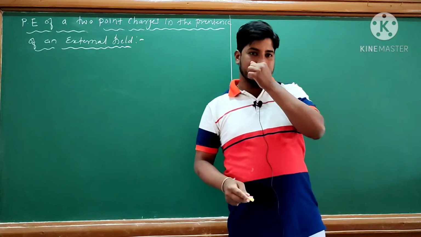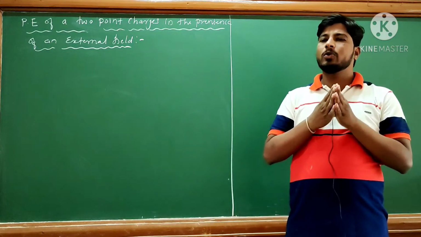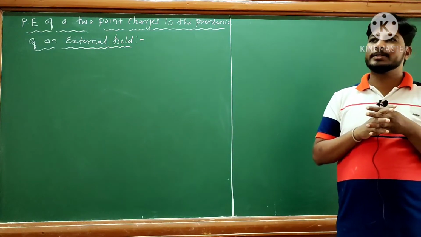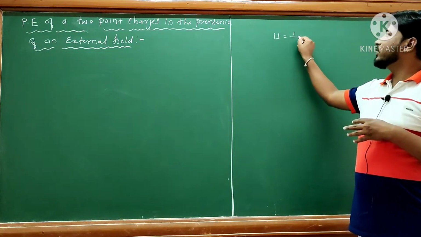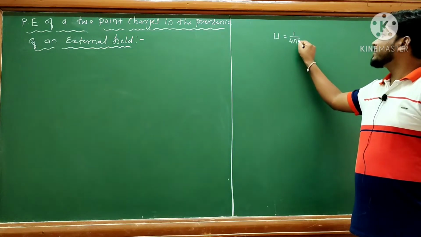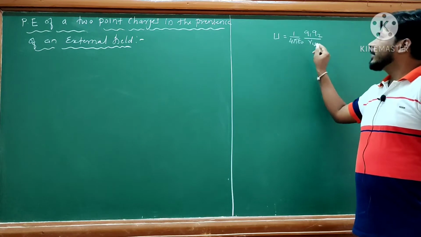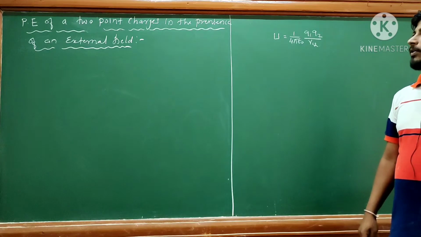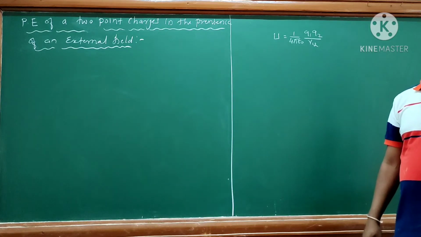In the previous class, we discussed the potential energy of two point charges in the absence of an external electric field. For that, we got the expression for the potential energy U is equal to 1 divided by 4 pi epsilon naught Q1 Q2 divided by R12. This is the expression we discussed in the previous class, and similarly we found the expression for the potential energy of three point charges in the absence of the external electric field.